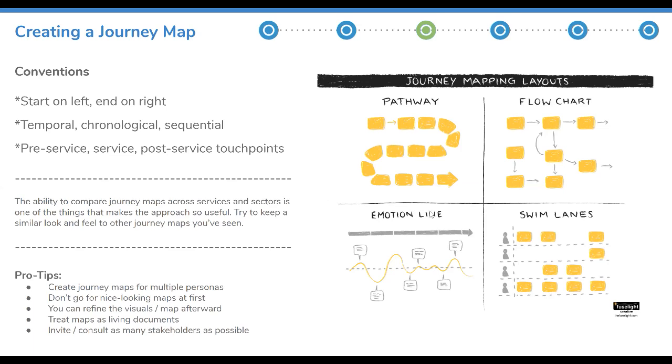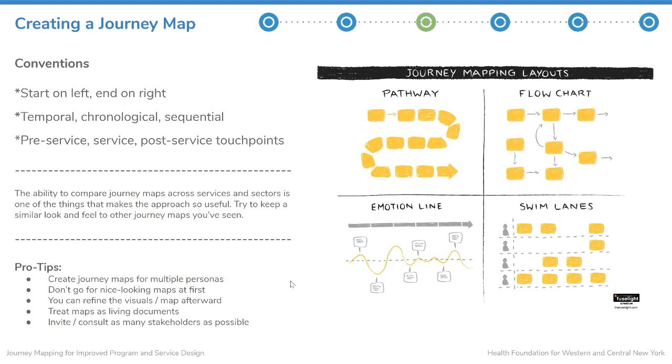Now, I also mentioned the pre-service, service, and post-service touch points. Just a reminder that you will see these as we move into some examples. And one of the key things to remember is that the ability to compare journey maps across services and sectors is one of the things that makes the approach so useful. So as you create your own journey maps, try to keep a similar look and feel to the other journey maps you may have seen before, the ones that you'll see during today's session. A few tips to keep in mind in terms of best practices.